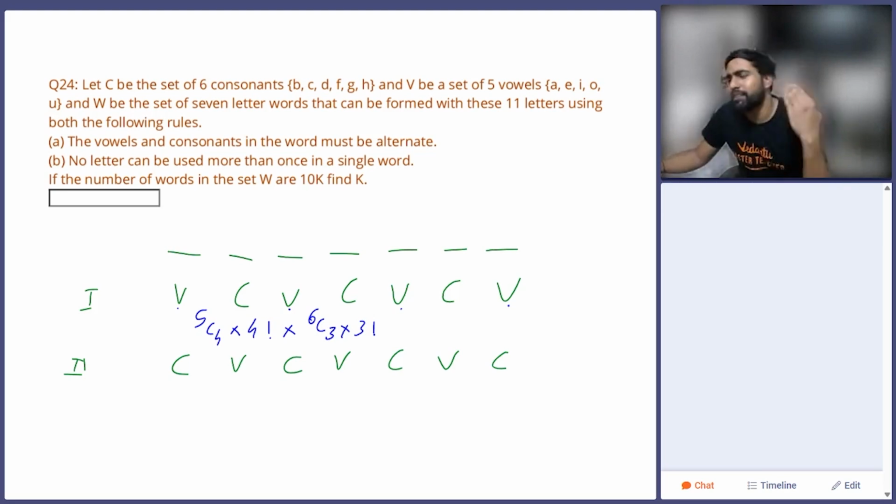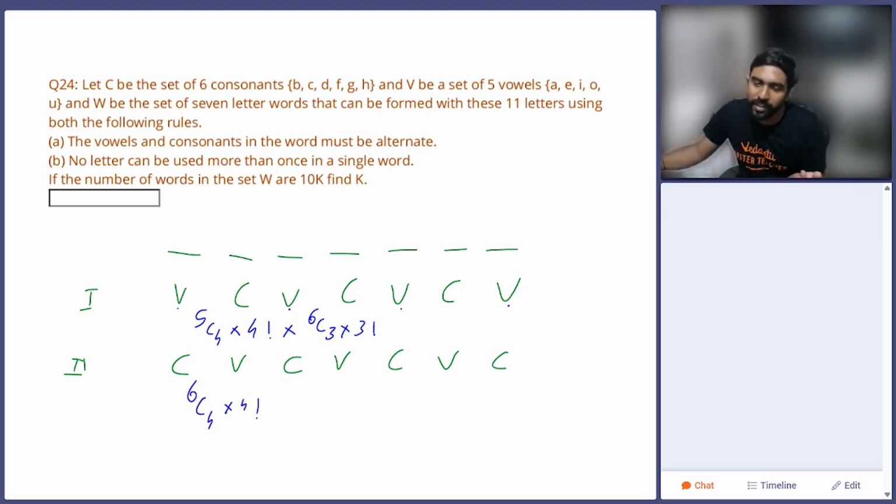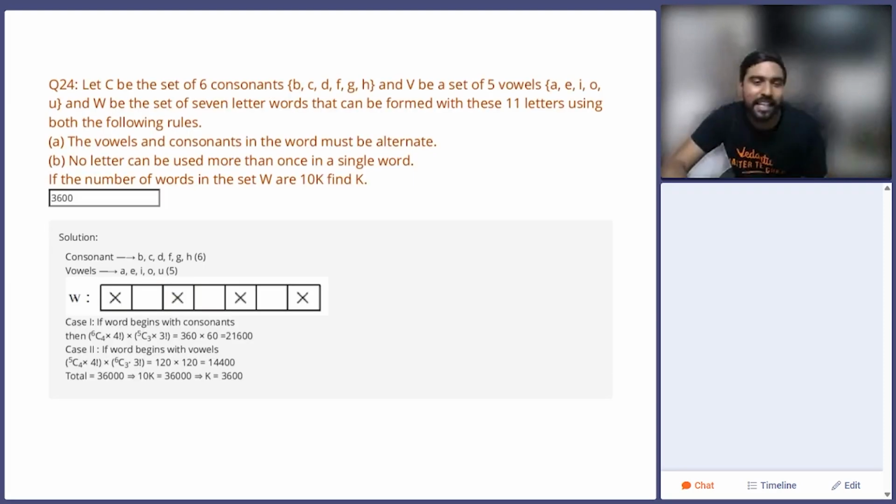Similarly, if I'm starting with a consonant, I first need to select 4 consonants. That's 6C4 into 4 factorial, multiplied by selecting 3 vowels out of the 5. That's 5C3 into 3 factorial. Add these two up, and that gives the answer for the question.